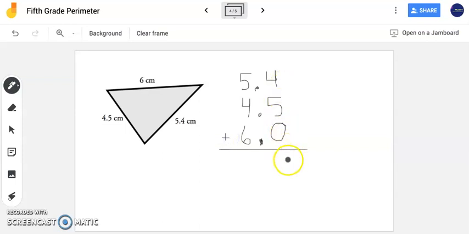Now I add the digits in my tenths place. 5 plus 4 is 9. 6 plus 4 is 10, plus 5 is 15. And my last step here, I'm looking at my decimal point, and I'm simply bringing that down to my final answer, giving me an answer of 15 and 9/10 centimeters. Notice I added all three sides, and I know that all three sides here are included to help me find the distance around this triangle, which is also known as perimeter.